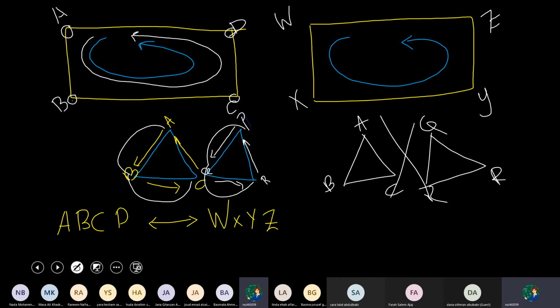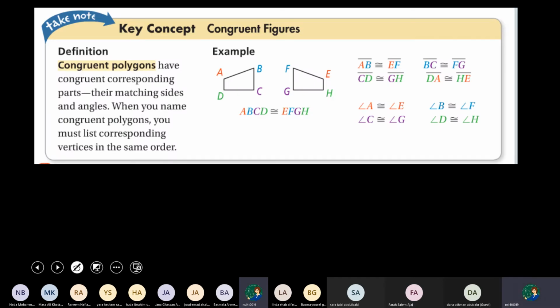Okay, now, so the congruent polygons have congruent corresponding parts. Now, we know what corresponding means. So if these two corresponding parts are congruent, we can say that these are congruent polygons. Now, do I need to compare all the elements, all the sides and all the angles? Yes. If I want to say that these two shapes are congruent, I have to check all the angles and all the sides.